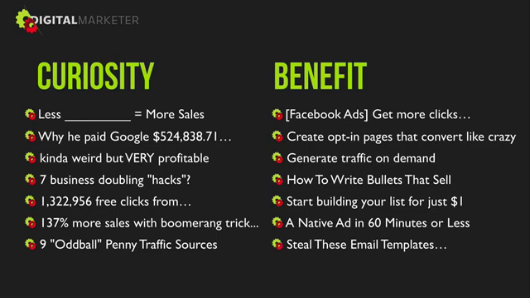You're not appealing to a different side of your prospect's brain. You're not saying, hey, less blank equals more sales would be an email thing, or maybe it's 1,322,956 free clicks from... What if it's Facebook, right? What if it's Facebook? And then the next email would be Facebook ads, get more clicks. Now we're starting to build a well-rounded campaign and appealing to different sides of people.